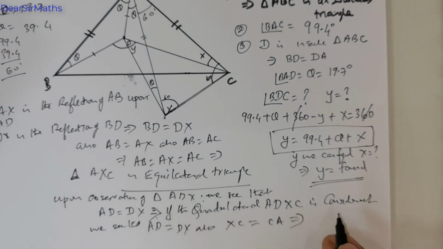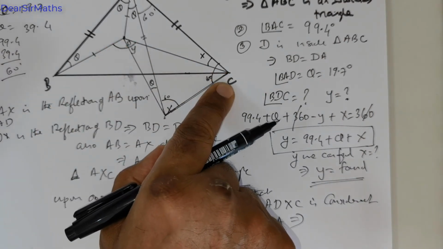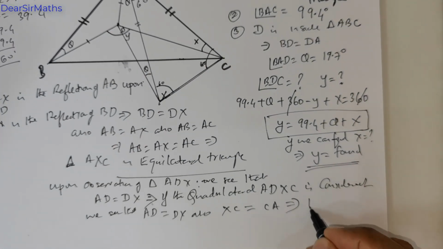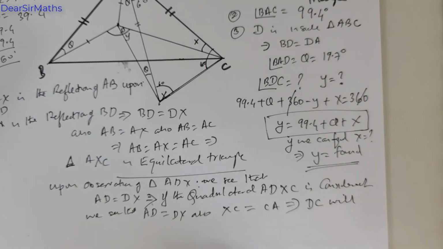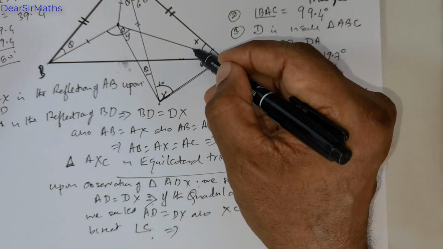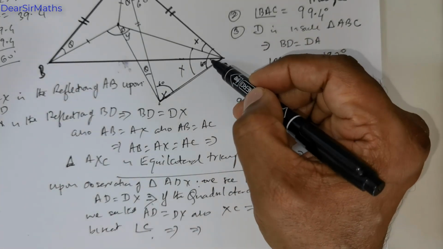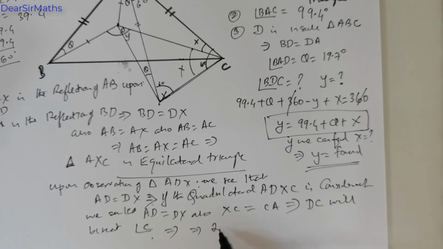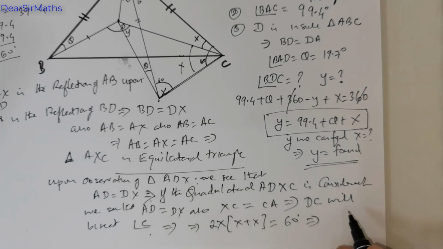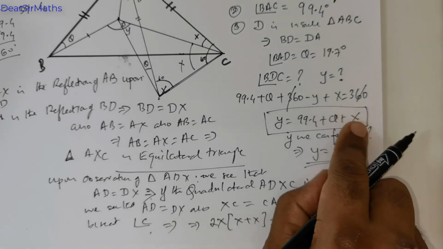Now, this would mean, you know, this is actually the diagonal. You see that? DC. So the diagonal DC will bisect angle C. So if this angle is X, this entire angle will also be X. So this is X, this side is X, this entire angle is 60 degrees. So 2X, X plus X is equal to 60 degrees. So X is equal to 30 degrees, right? X is 30. So take X and you place it here.